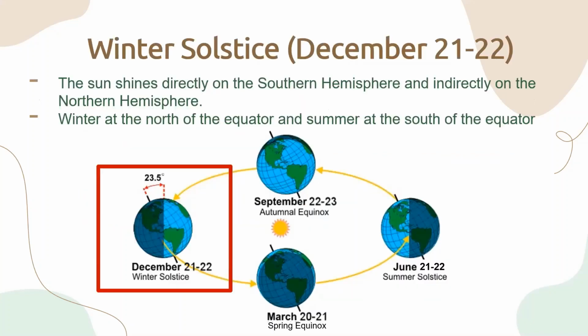By December, the Earth reaches half of its path around the Sun. The Northern Hemisphere is now tilted away from the Sun. The Sun shines directly on the Southern Hemisphere and indirectly on the Northern Hemisphere. December 21 or 22 is the winter solstice, and it marks the beginning of winter in the Northern Hemisphere. During this time, countries in the Northern Hemisphere experience longer nights than days.